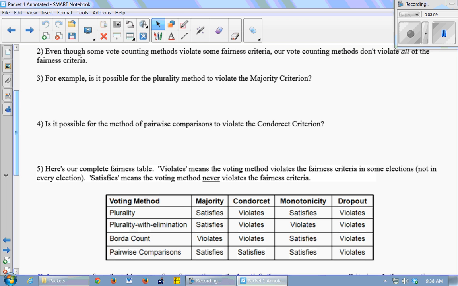Imagine an election with 100 voters. If someone has 51 first place votes, there's only 49 first place votes left. So even if another candidate got all of them, they still wouldn't beat the majority candidate. So it is impossible to violate the majority criterion if we're using the plurality method.